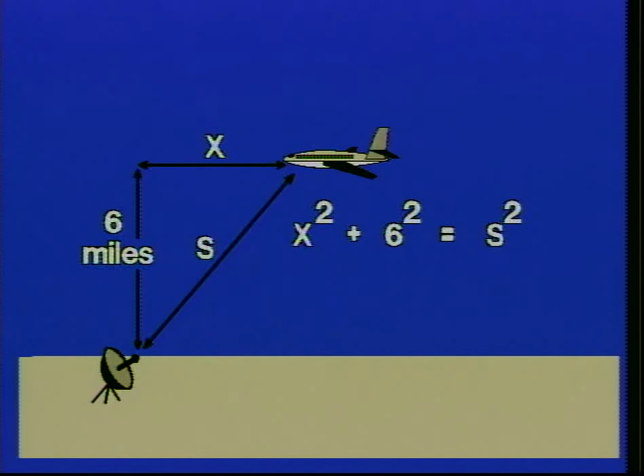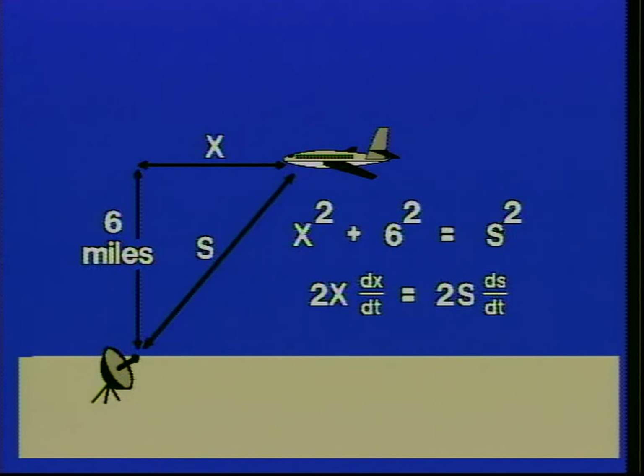Now, the relationship, because we have a right triangle, is x squared plus 6 squared is s squared. And we can go through and differentiate implicitly through the problem. So for the first part, to differentiate x squared, it's 2x times dx/dt. And the constant just goes out, and for s squared, it's 2s times ds/dt.